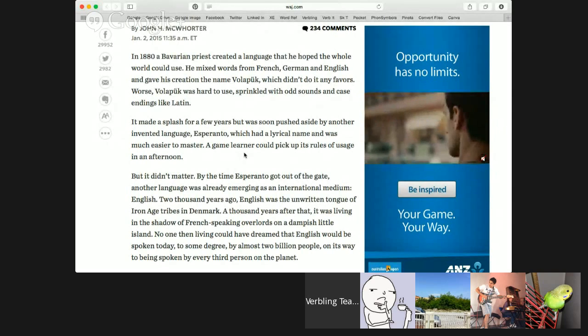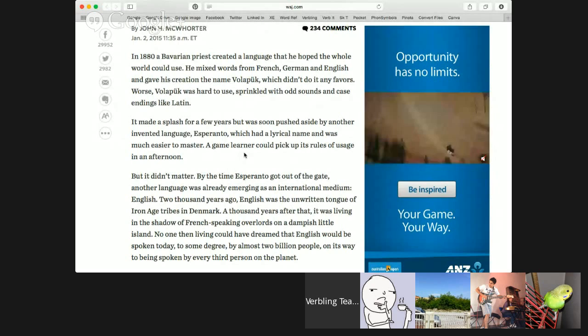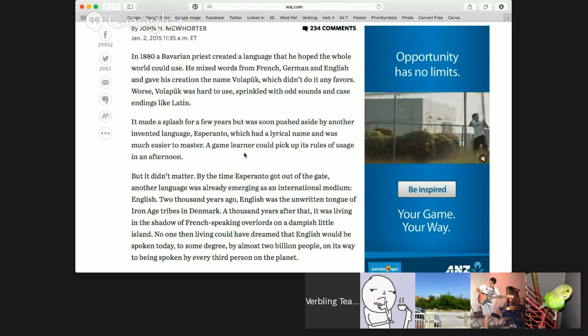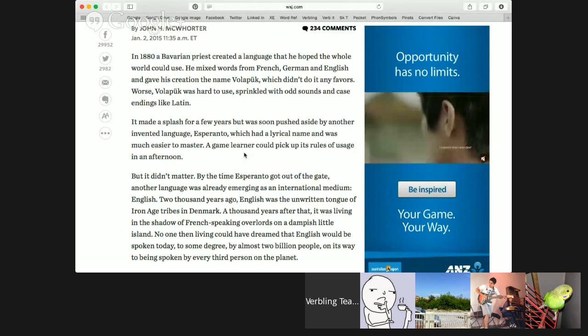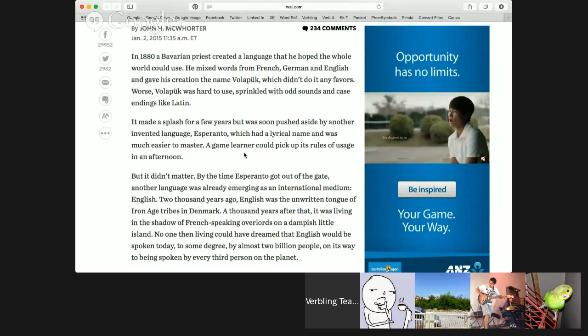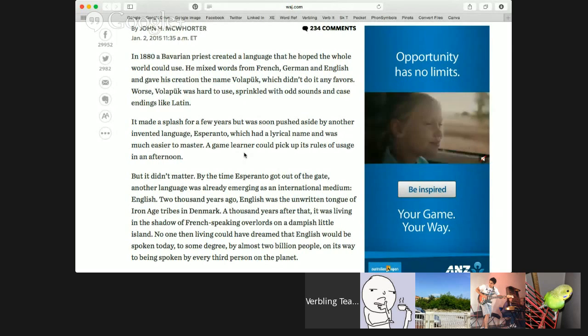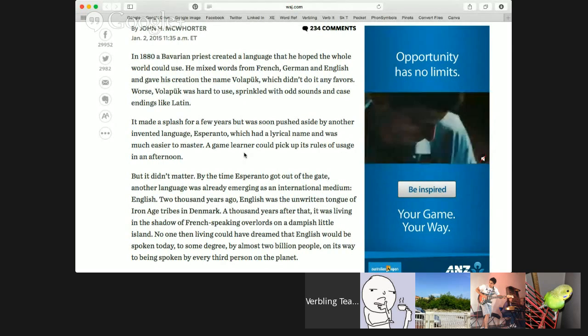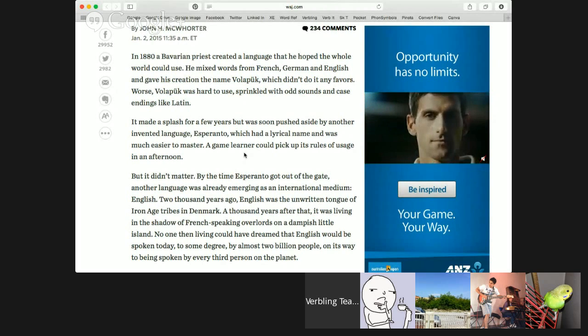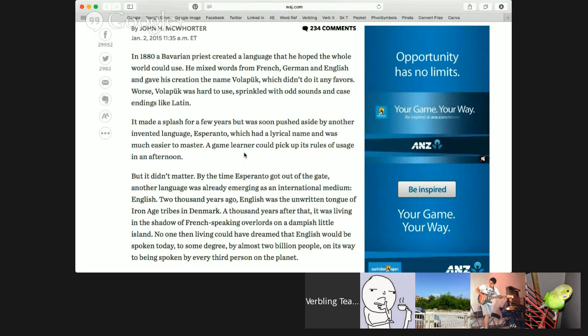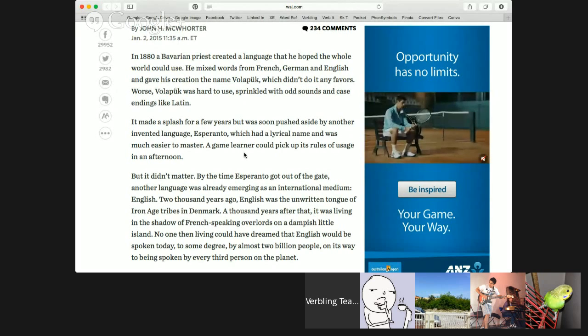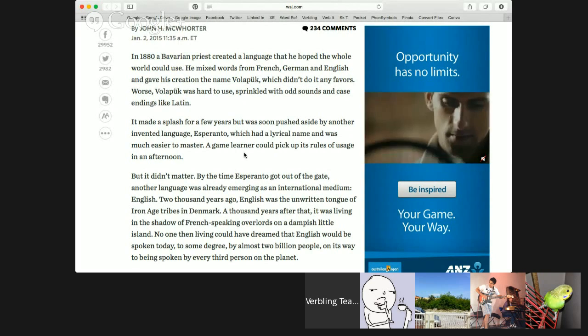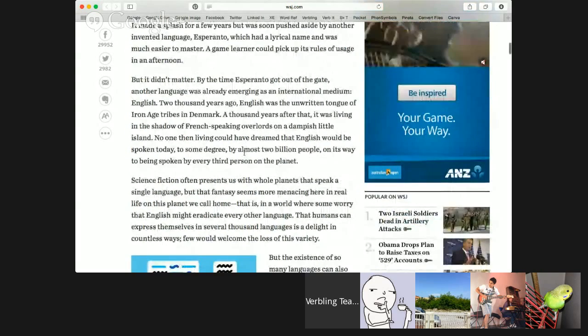Volapük was hard to use, sprinkled with odd sounds and case endings like Latin. It made a splash for a few years, but was soon pushed aside by another invented language, Esperanto, which had a lyrical name and was much easier to master. A game learner could pick up its rules of usage in an afternoon.